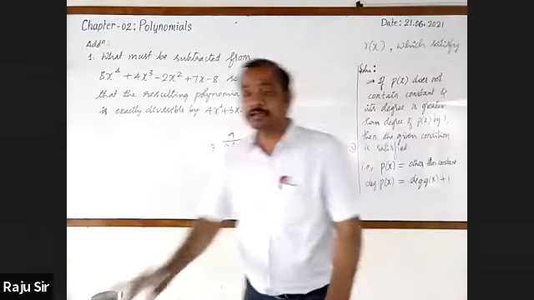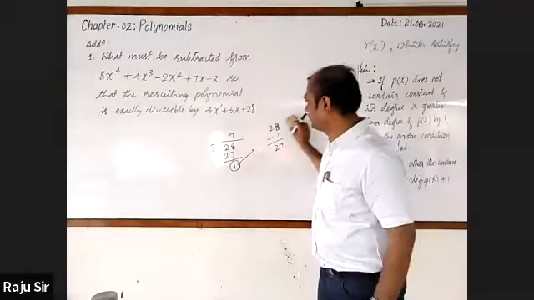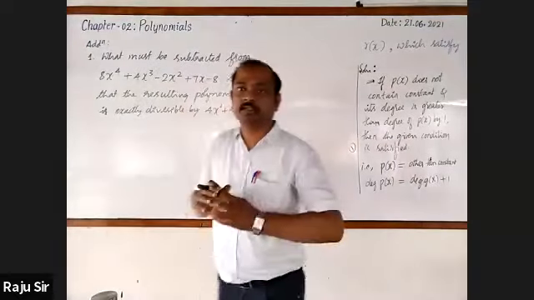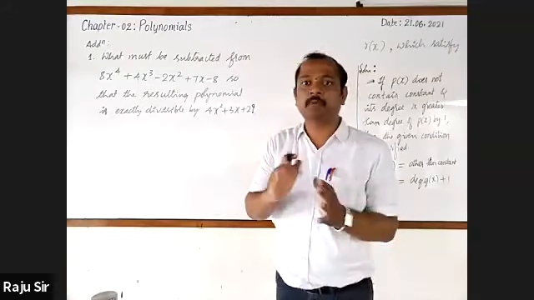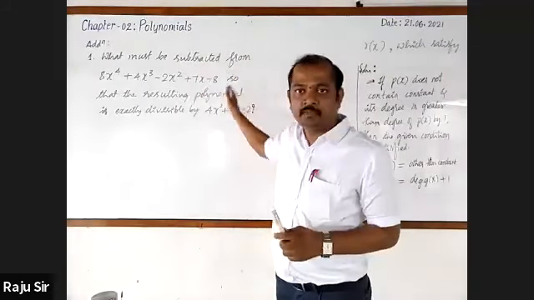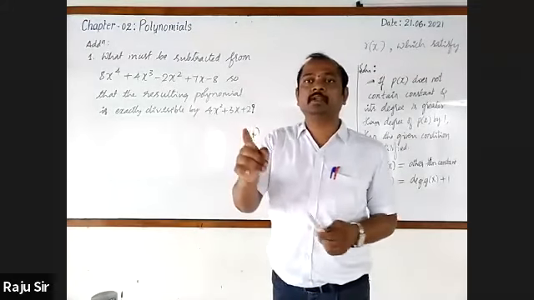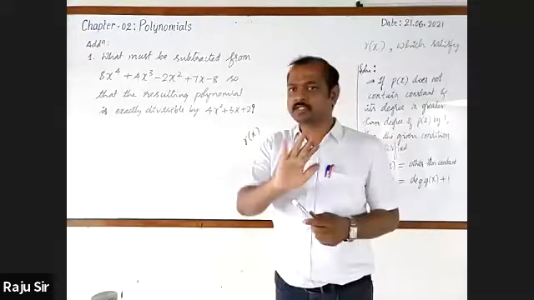Yes. Understood? Any doubt? No, sir. When they ask what must be subtracted, once I tell you, it's very simple. After division, whatever the remainder you get, that remainder should be subtracted. That's all.